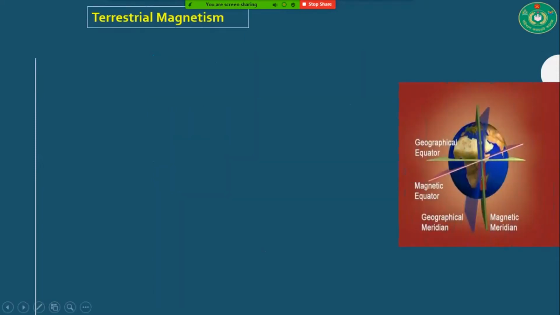Look at this figure. This is our magnetic meridian and this is the geographical meridian. This is the geographical equator and this is the magnetic equator. Okay, let's see some terrestrial related parameters.